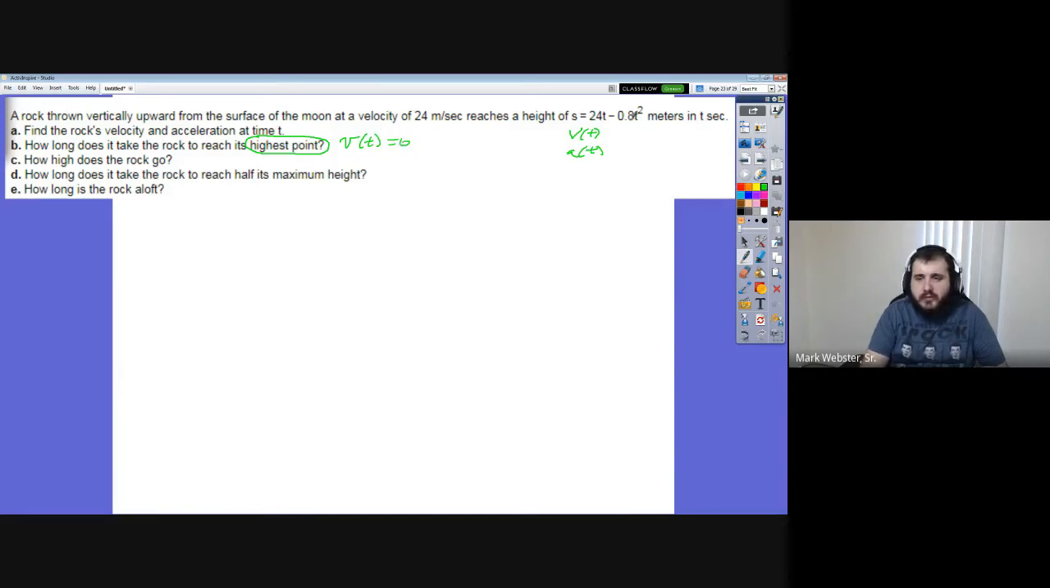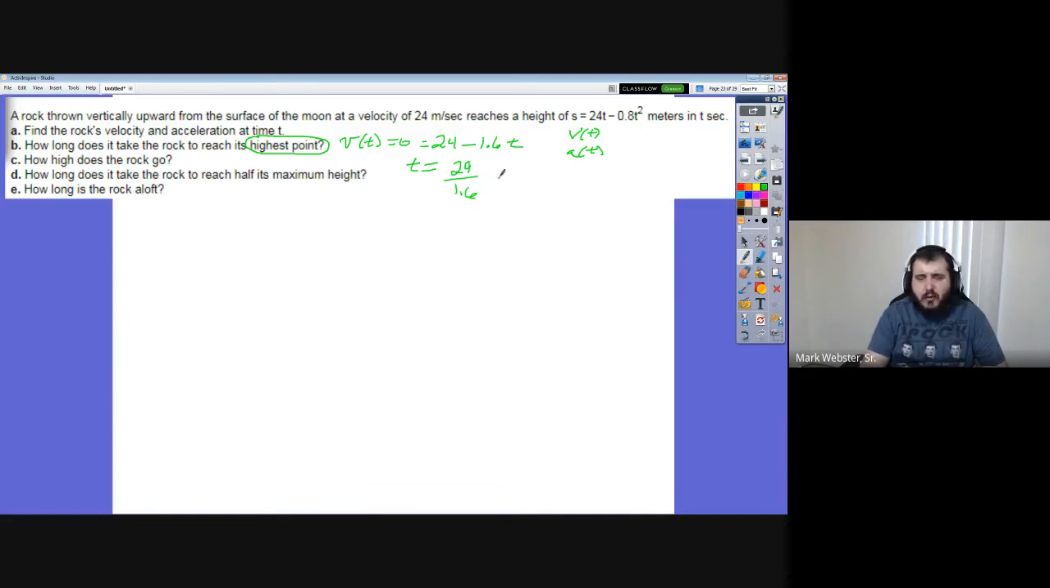So you go through, you found your velocity, 24 minus 1.6t. So how long does it take to reach its highest point? Well, at what time does it reach its highest point? Let's find out. It's t equals 24 divided by 1.6.